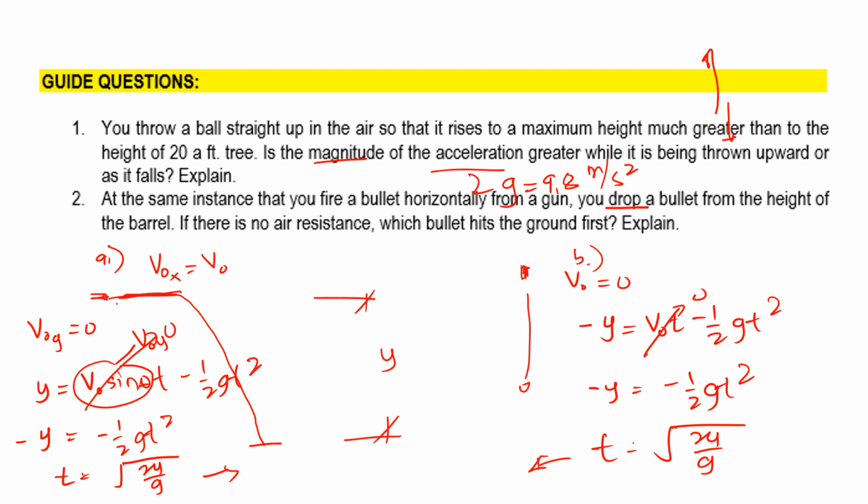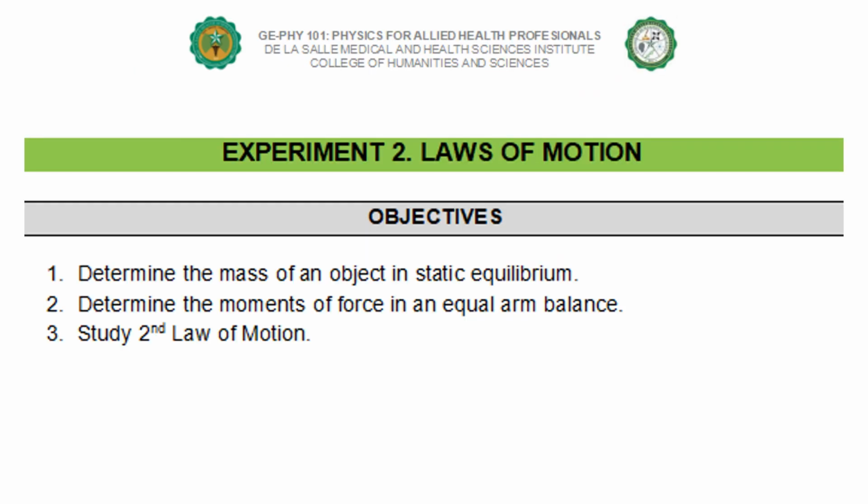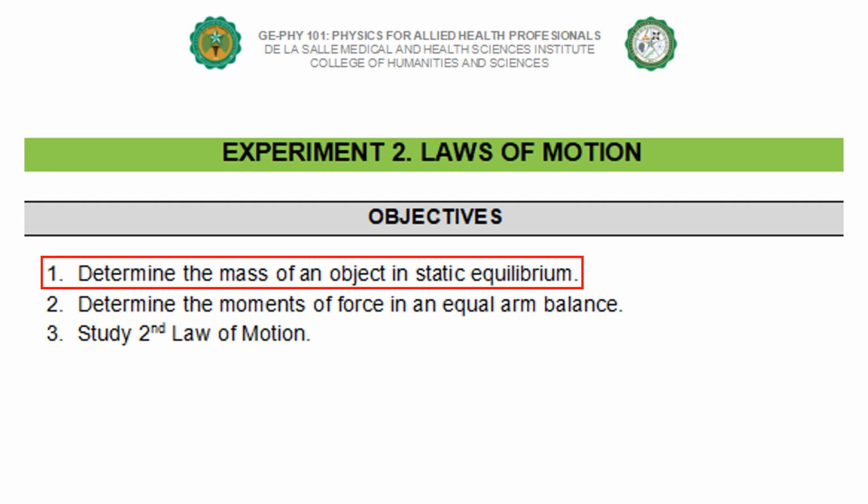Okay, so let's now proceed with experiment number 2. Experiment number 2 is about laws of motion. We have 3 objectives here. The first objective is to determine the mass of an object in static equilibrium. Second, determine the moments of force in an equal arm balance. And third, study the second law of motion. So let's start with the first part of the experiment, which is about translational equilibrium.